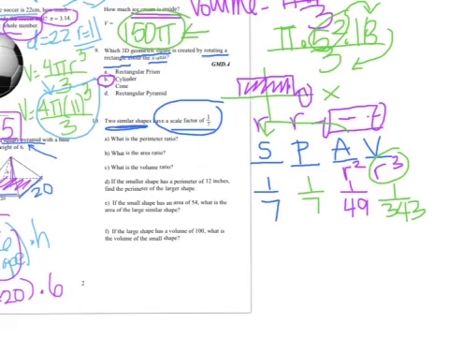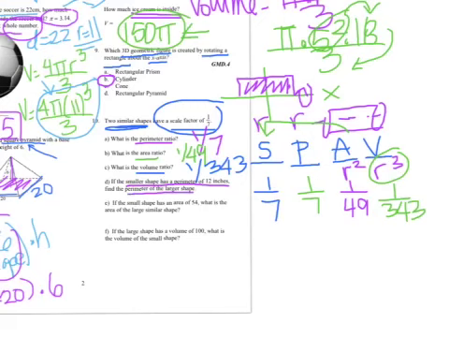So the first thing they said in part A is, what is the perimeter ratio? And the answer is just 1 to 7. The area ratio would be 1 to 49. That means 49 of the little shapes would fit in the big one. And the volume ratio is 1 to 343. And that means if you took one of them, you could pour in 343 of them to get to the larger volume.